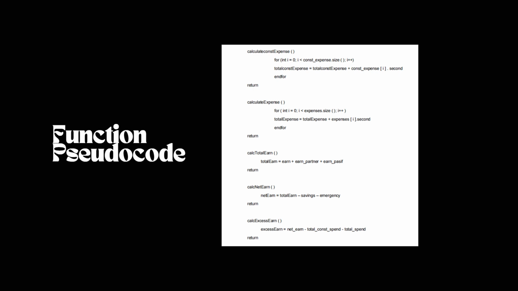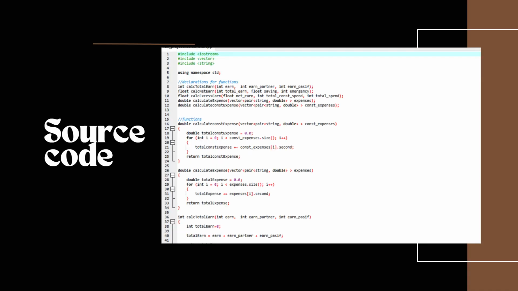Secondly, calculate expense. Next, total earn. First one is net earn. Last one is excess earn. And now, let's get on to the source code. We decided to use #include iostream, #include vector, and #include string within our program.